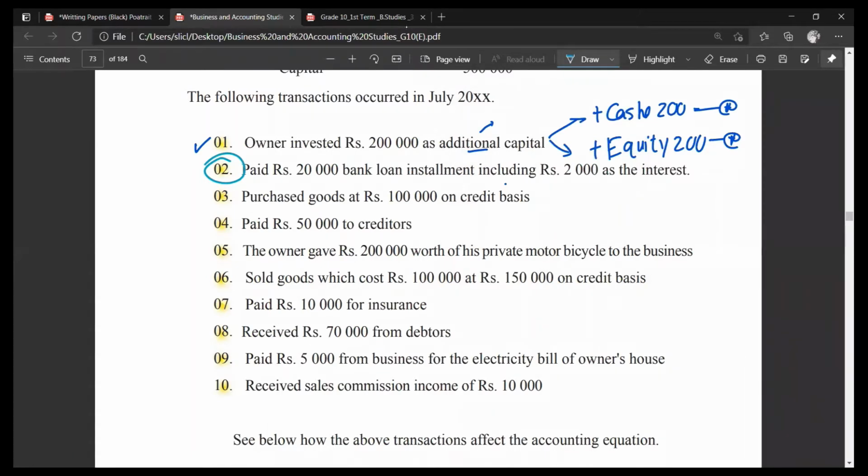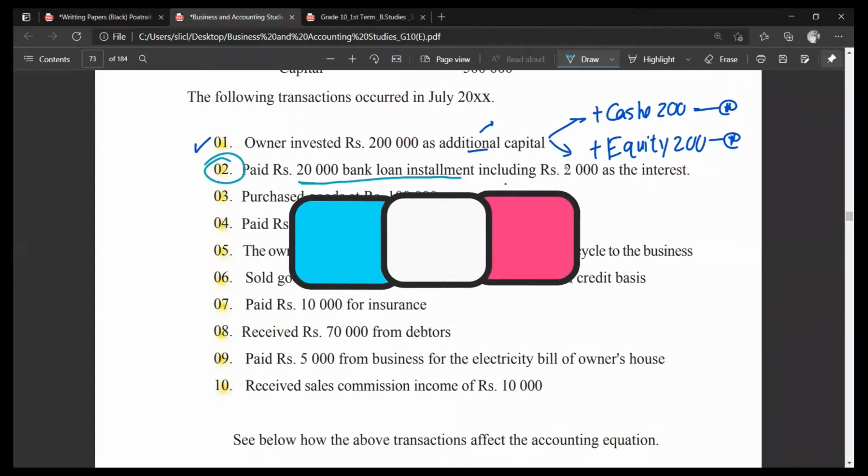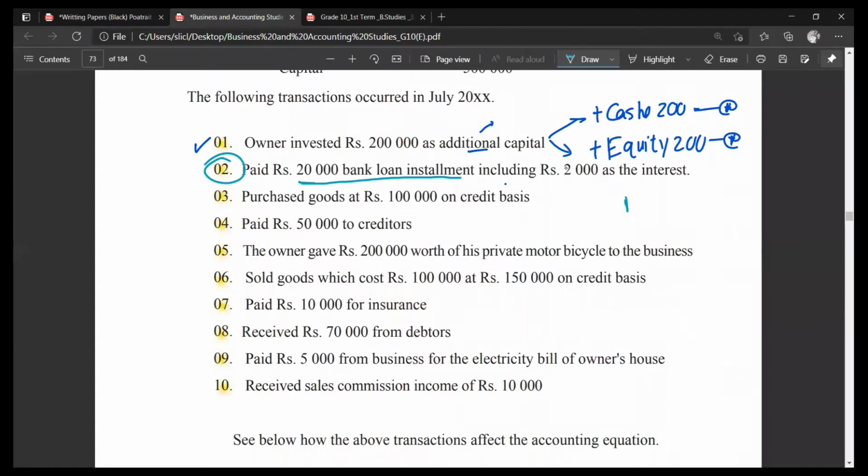Paid rupees 20,000 of bank installment, right? Normally, guys, a bank installment means, if I borrow a loan worth 500,000 rupees from, let's say, Sampath Bank, they divide this total amount of loan into small parts. Let's say I take this for 60 months. 60 months means 12 into 5, five years, right?